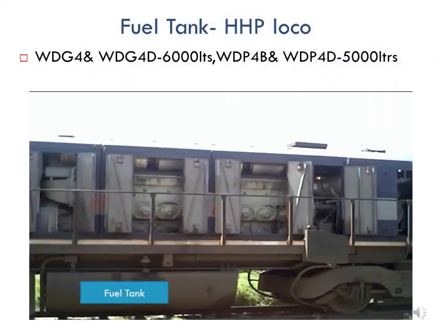Fuel tank of HHP locomotive. In HHP locomotive, the fuel tank is detachable and attached to loco underframe. There are so many varieties of HHP or GM locomotive and each has different fuel tank capacity. Like WDG4 and WDG4D having 6000 liter fuel tank capacity, while passenger locomotive WDP4B and WDP4D having 5000 liter fuel tank capacity.